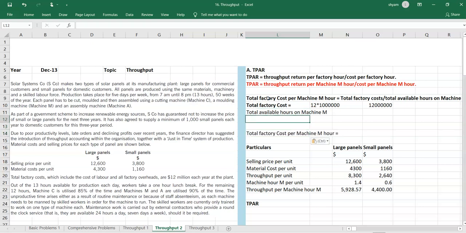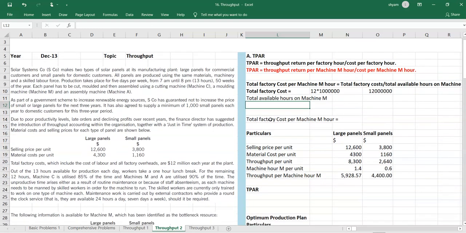How are we going to find out this? See, first we have to get the total hours available, right? Total hours available on machine M we have to get. So we'll read from the top and we'll get the idea. See, they are going to work 5 days, from morning to evening they work. So they work for 13 hours and they work for 50 weeks.